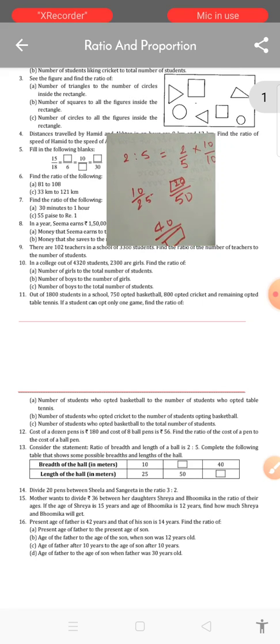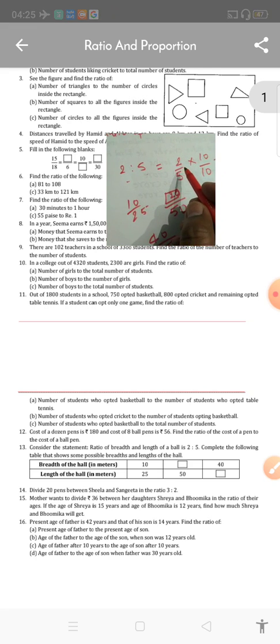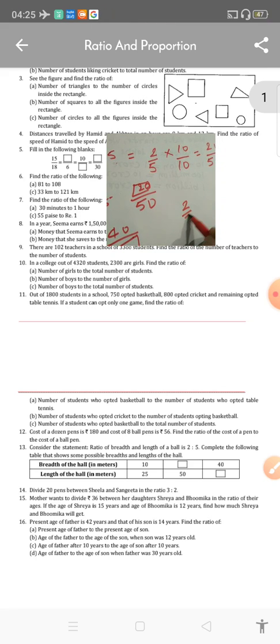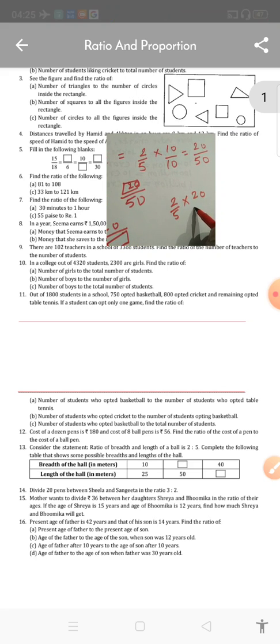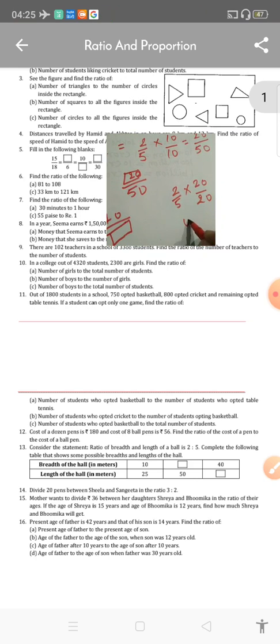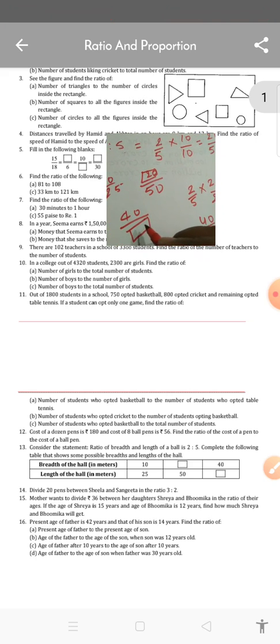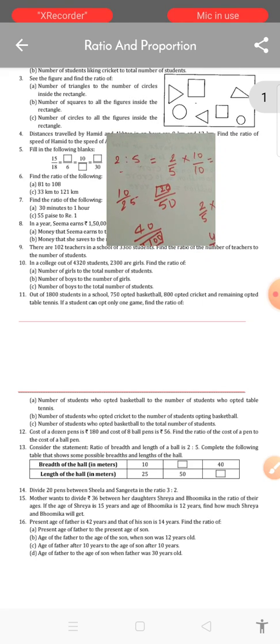So this is our given ratio 2:5. We write it as 2/5. If you multiply both numerator and denominator of 2/5 by 20, we obtain 40 over 100. So in the second bracket we obtain 100. Okay, this is clear.